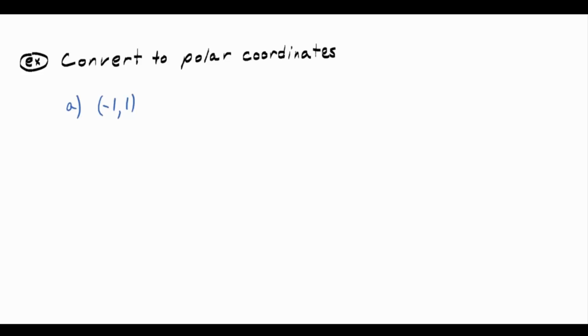Convert to polar coordinates. So what am I telling you then? If I say convert to polar coordinates, what is this -1? Is it an r, a theta, an x, or a y? It's an x value, because if we're converting to polar coordinates, that means we're in rectangular coordinates. Is that clear?